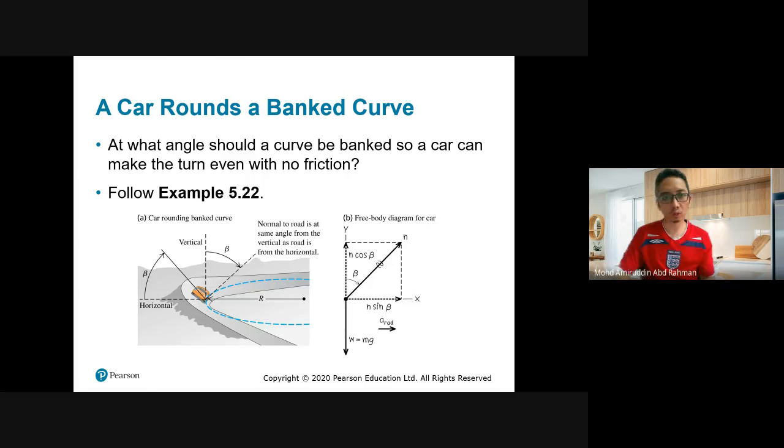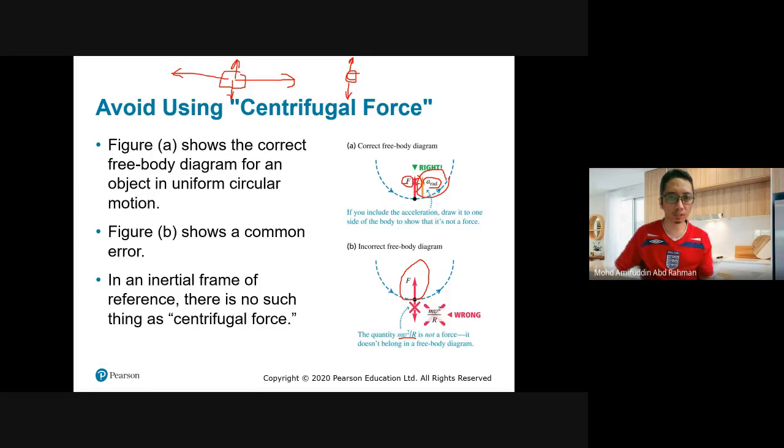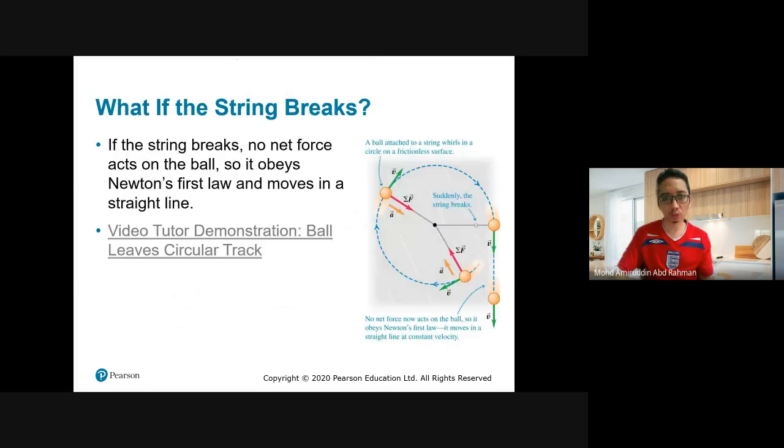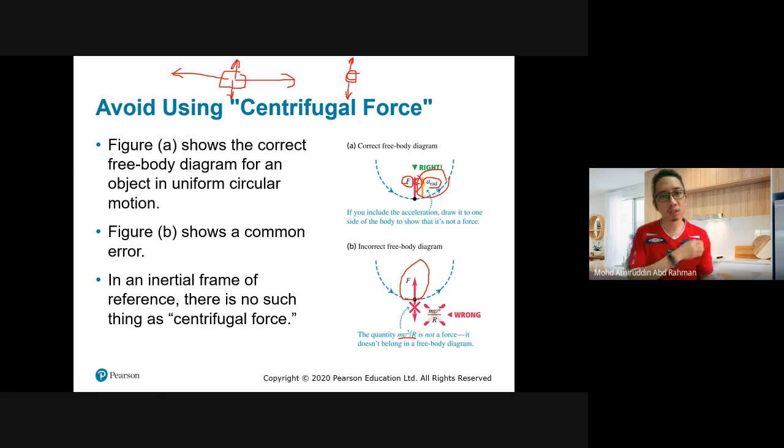So what other force do we have? Looking back, we have the velocity, but this is not a force. Remember that it is not a force. We have only the force acting on the moving object in circular motion towards the center of the circle.